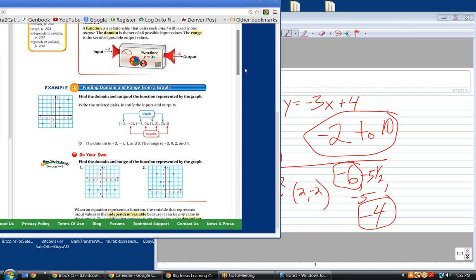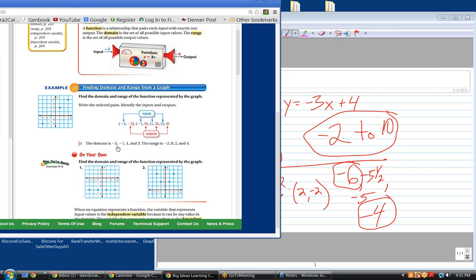I'm reading their stuff here. Notice they say find the domain and range of the function represented by this graph. So we take the points on this graph. This is not a continuous function. It's going to be a function represented by a table. Well, that point right there is -3, -2. The next point is -1, 0, and so forth and so on. They list the 4 points.